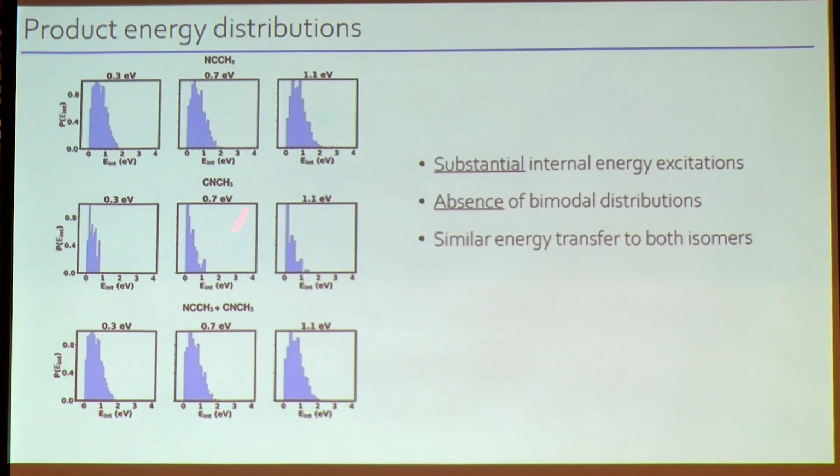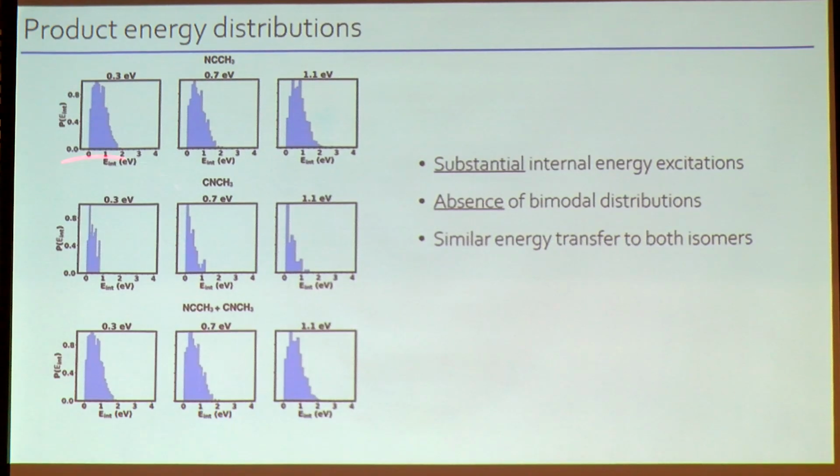This is the CH3NC contribution, and this is the total contribution. So our results are quite in agreement with the experimental data. One of the observations reported in the experimental work is the absence of a bimodal distribution. So there is no bimodal distribution observed for the two isomers.